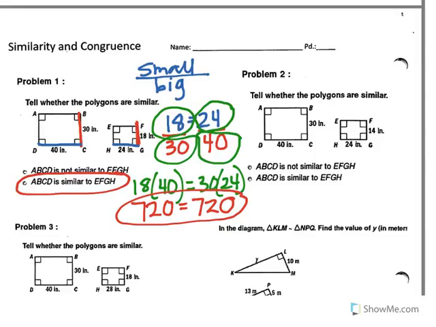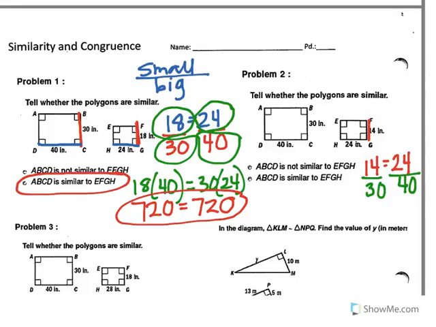Okay, number 2, tell whether the polygons are similar. You're going to set them up as a proportion. You're going to take the small polygon, just 14 inches on one side, equals 24 inches on the other side. You're going to find out which ones they correspond with. So 14 corresponds with 30, and 24 corresponds with 40.